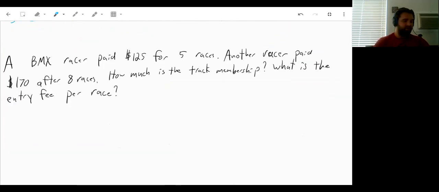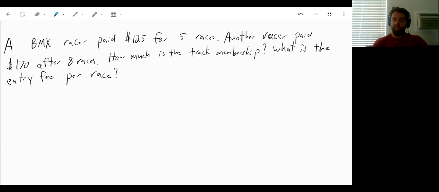So in bicycle motocross, also known as BMX racing, racers purchase a 1-year membership to a track. They pay an entry fee for each race at that track. One racer paid a total of $125 after 5 races, and a second racer paid a total of $170 after 8 races. How much does the track membership cost, and what's the entry fee for each race?